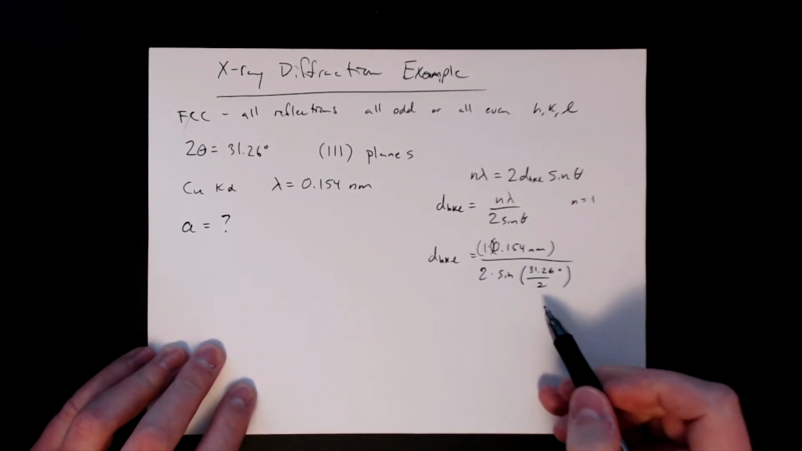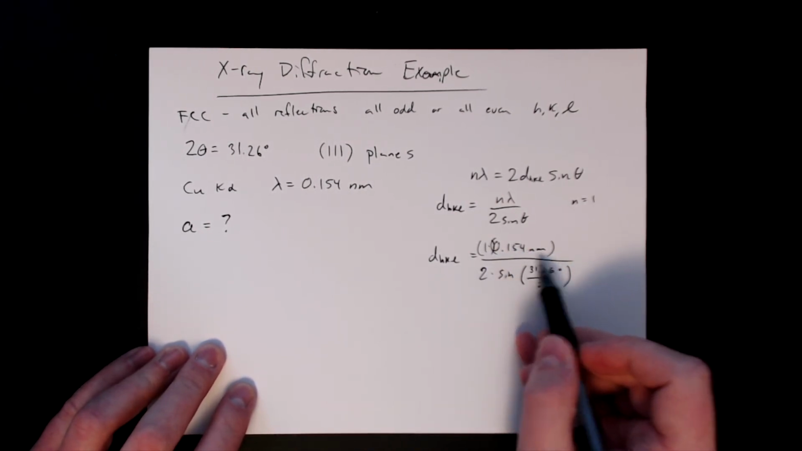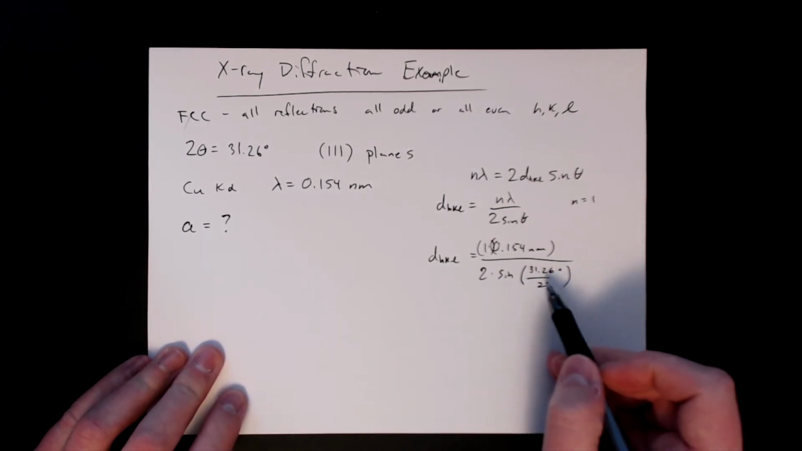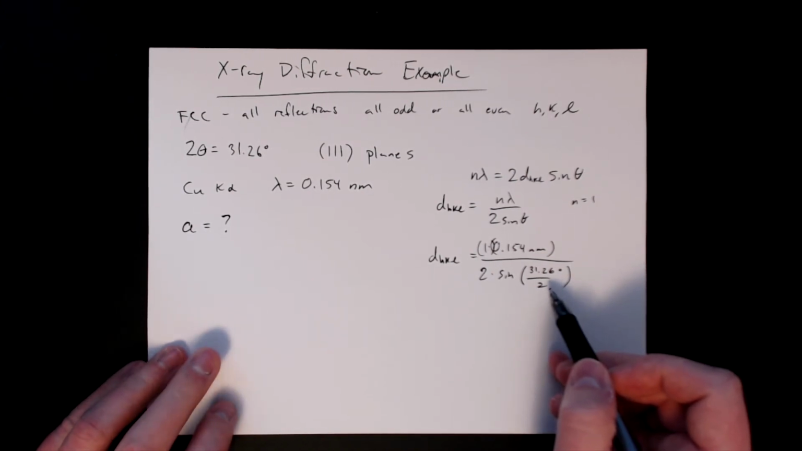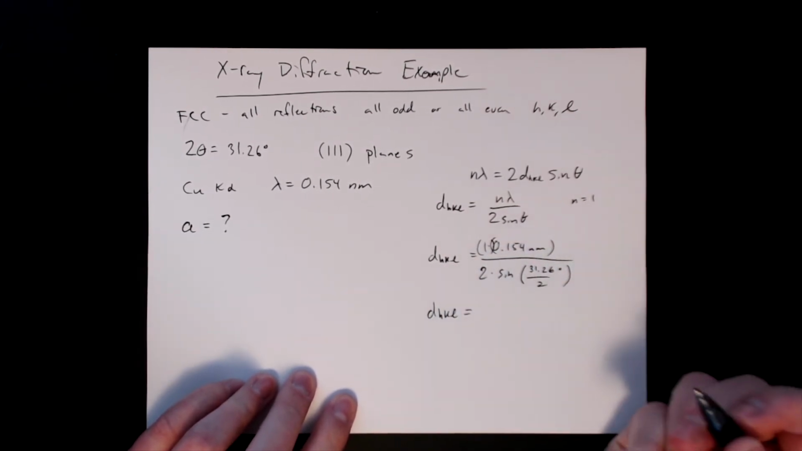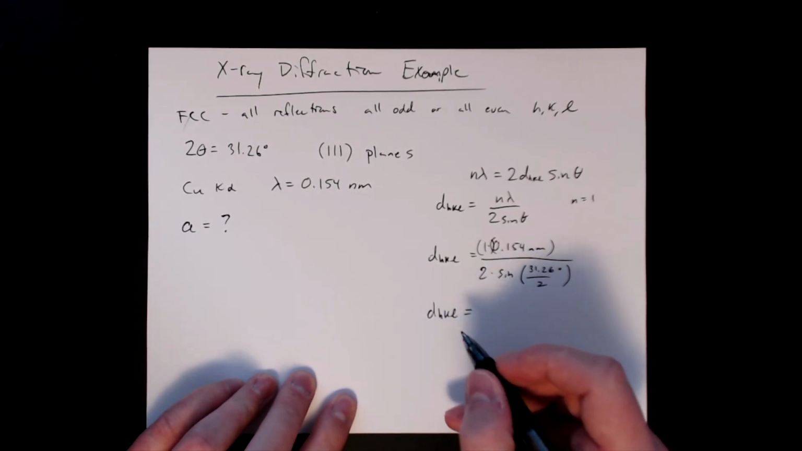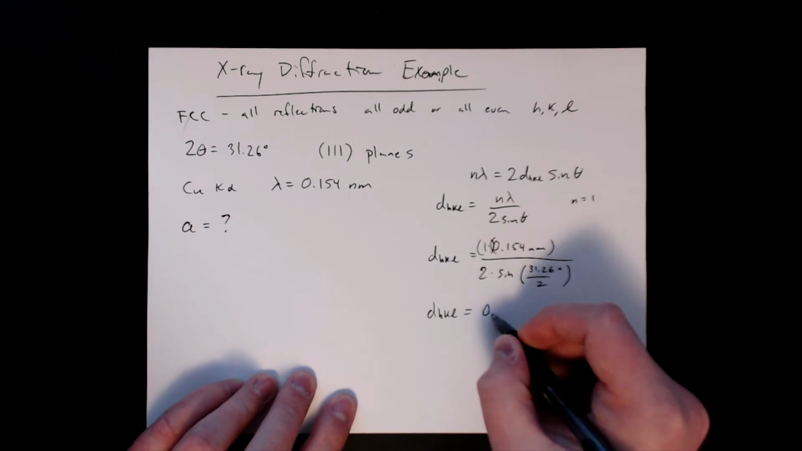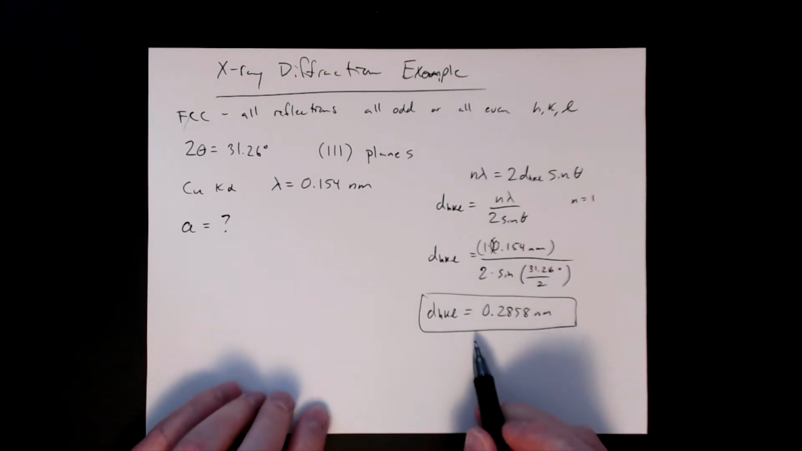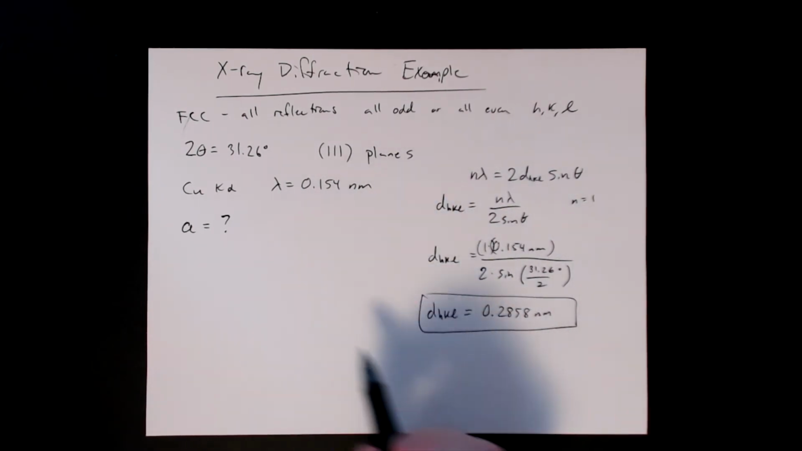So when you're calculating this, 1 times 0.154 nanometers divided by 2 times sine of the angle, make sure that you keep track of the units. This is in degrees right now, so make sure your calculator is set up to do that. And once you calculate that, what you find is that the d_hkl value, and you can call this the 111, is equal to 0.2858 nanometers. So this is the spacing between these 111 type planes in the material that we're dealing with.